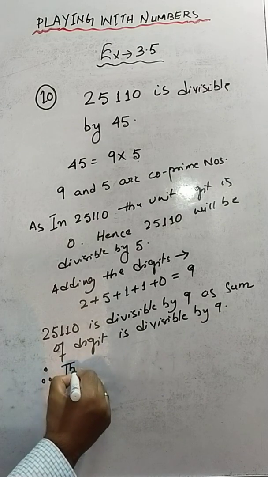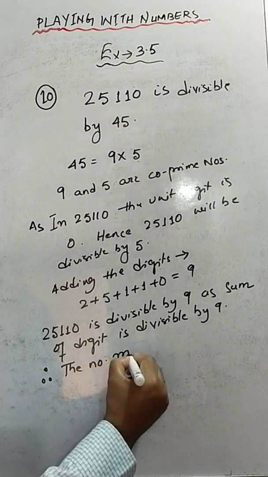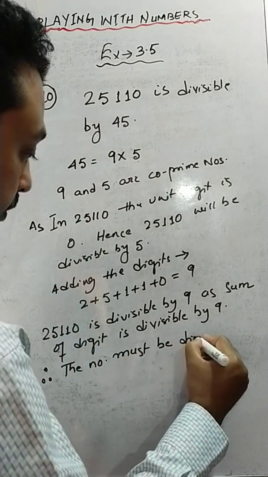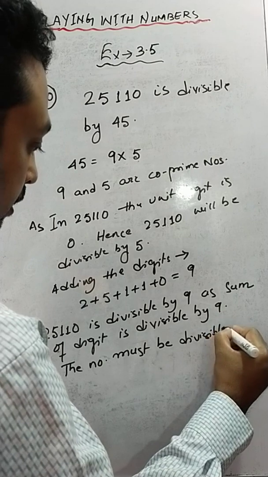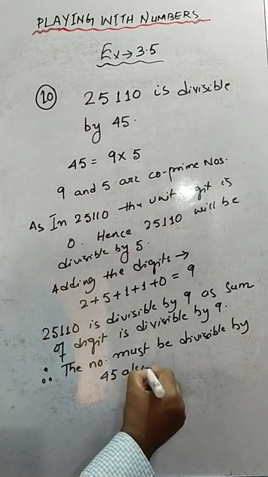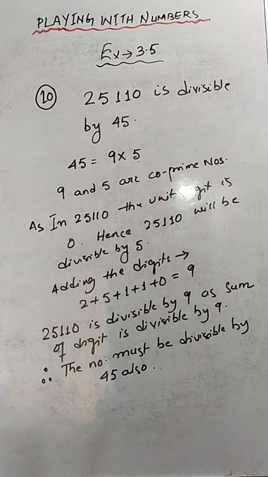Therefore the number must be divisible by 45 also. Okay, so this is the solution of sum number 10, students. Now let's move on to sum number 12 and sum number 11. Why am I not doing it? Because it would be your homework. So sum number 11 would be your homework, students, and let's move on to sum number 12.